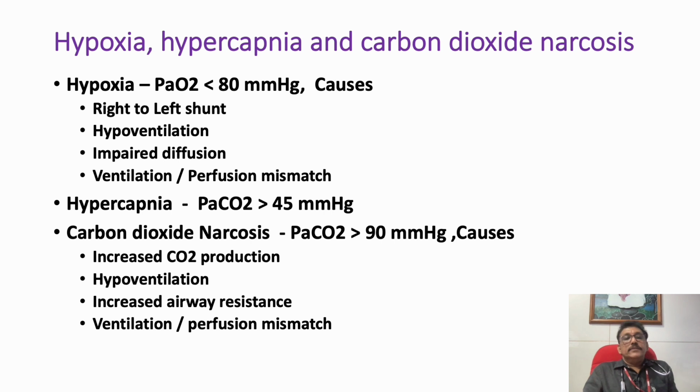Hypercapnia means PaCO2 more than 45 millimeter of mercury. Carbon dioxide narcosis means PaCO2 more than 90 millimeter of mercury, and patient develops altered behavior, coma, seizures like that. Causes are increased CO2 production, hypoventilation, increased airway resistance, ventilation perfusion mismatch.